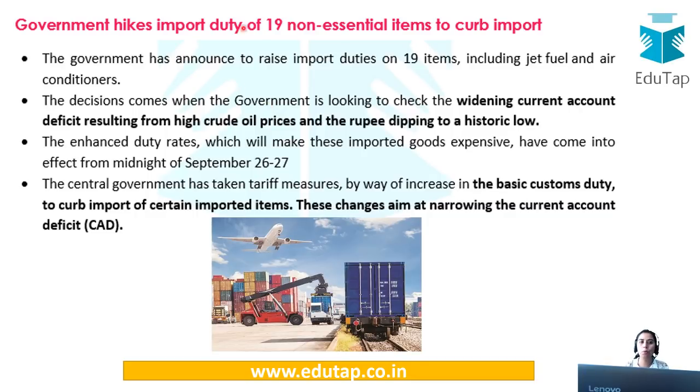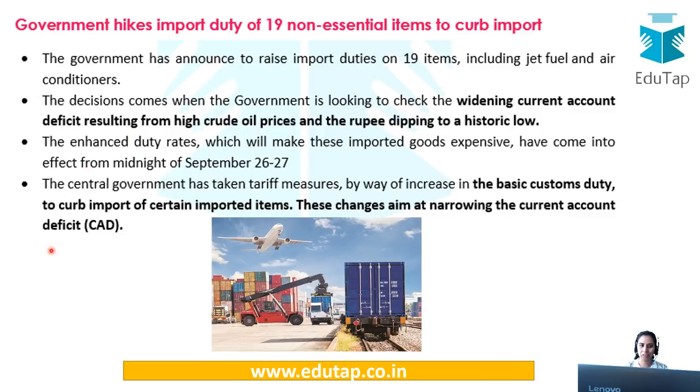Government hikes import duty of 19 non-essential items. See, this news per se is not that particularly important about the hiking of the items, but why is this here? Let me tell you the background. You see a surge in the oil prices, and on the other hand, oil and petrol prices are surging, and simultaneously the rupee is falling. So these two steps have made it very difficult for the government to maintain this current account deficit.